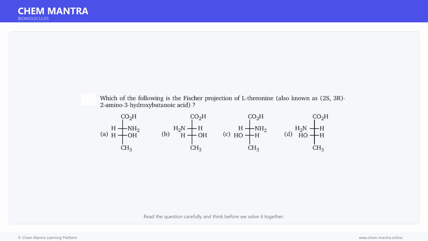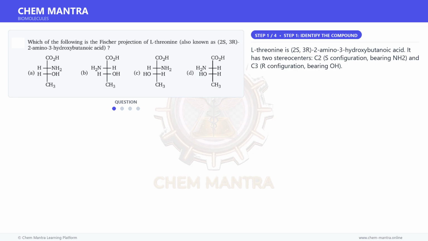Here is a question. Read it carefully and think about the answer. Let us solve it step by step. Let us begin solving this step by step. L-threonine is (2S,3R)-2-amino-3-hydroxybutanoic acid. It has two stereocenters: C2, S configuration, bearing NH2, and C3, R configuration, bearing OH.